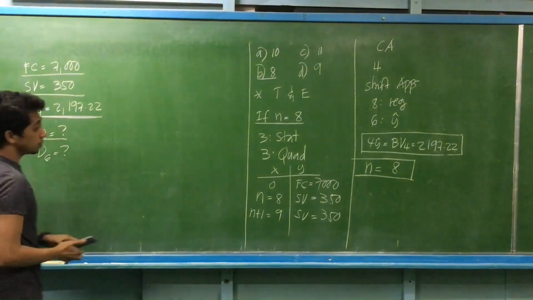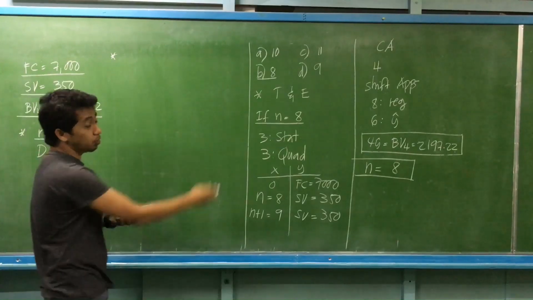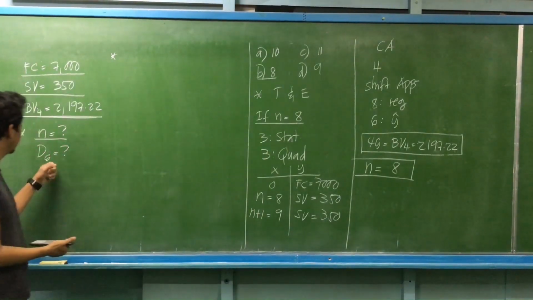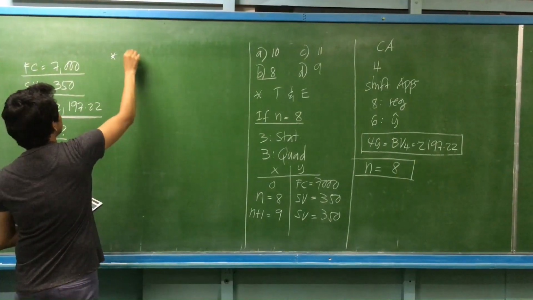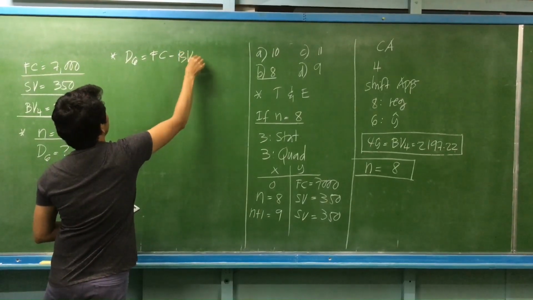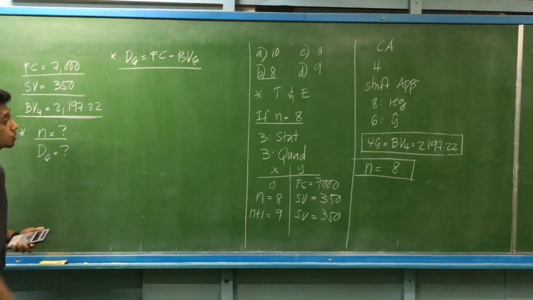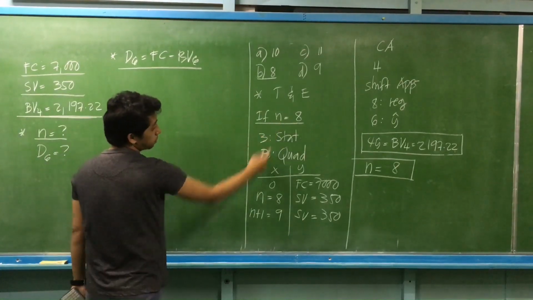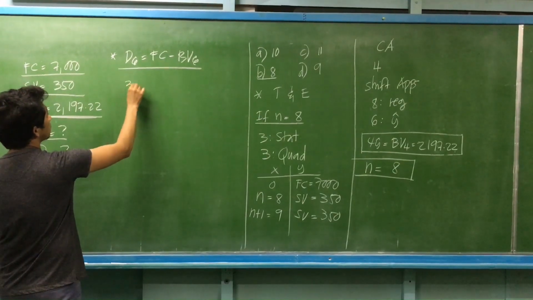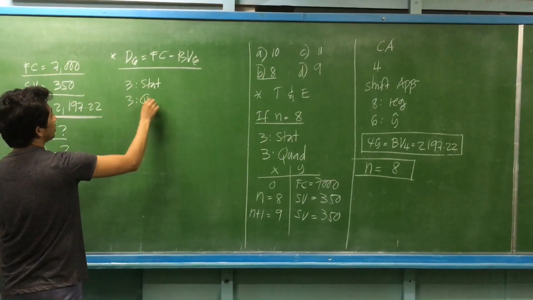Kung nandito pa tayo sa mode stat, pwede kong ulitin yung process para makuha natin yung book value number 6. Kasi makukuha natin si D sub 6 as first cost minus book value number 6. Kunin muna natin si book value number 6. Since alam na natin yung useful life, n is equal to 8. So repeat lang natin yung process, that is mode 3 stat, that is 3 quad.